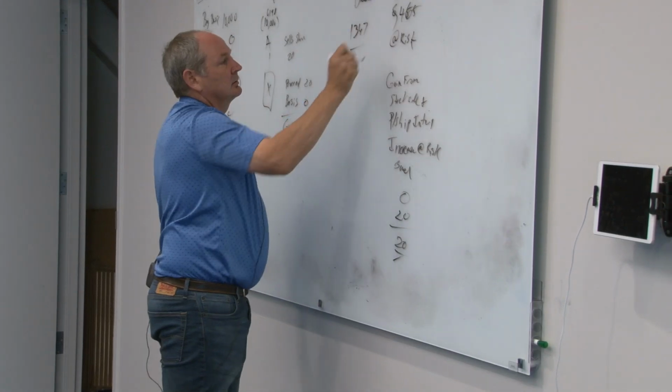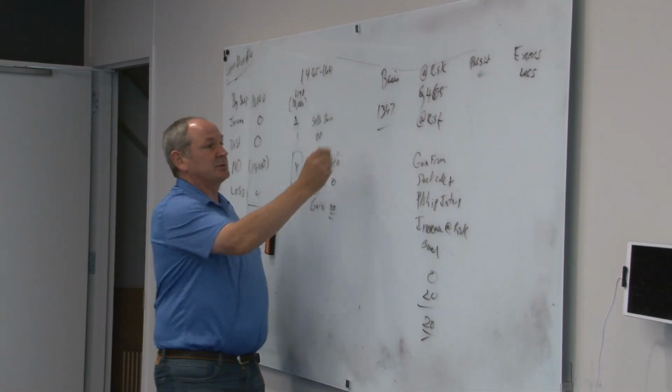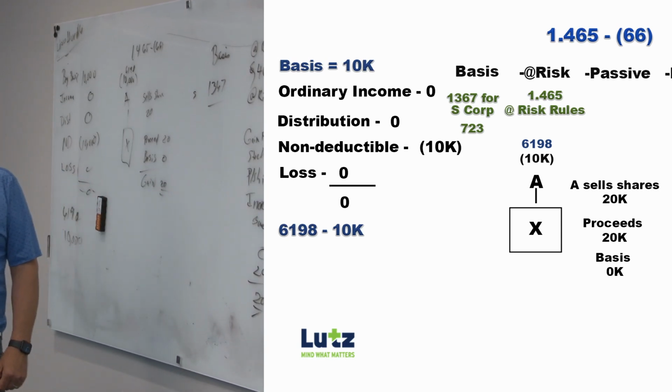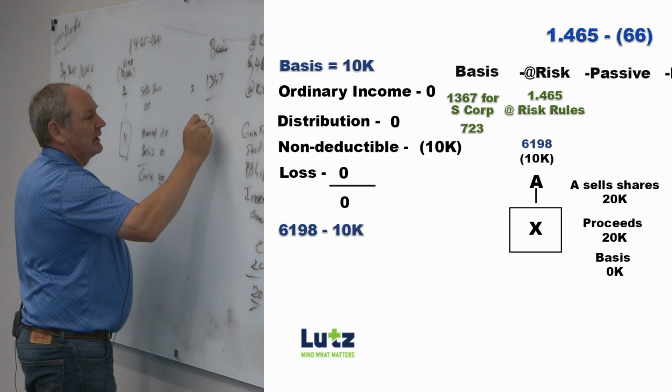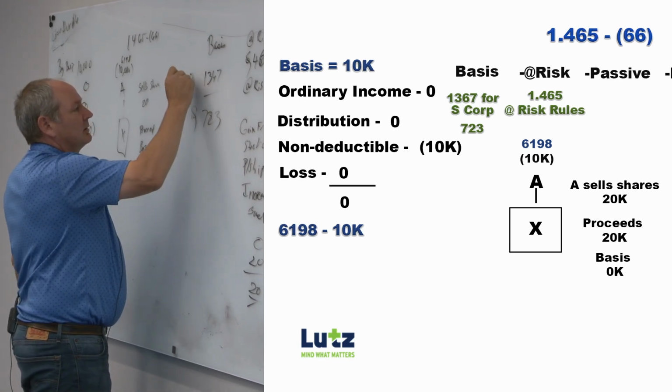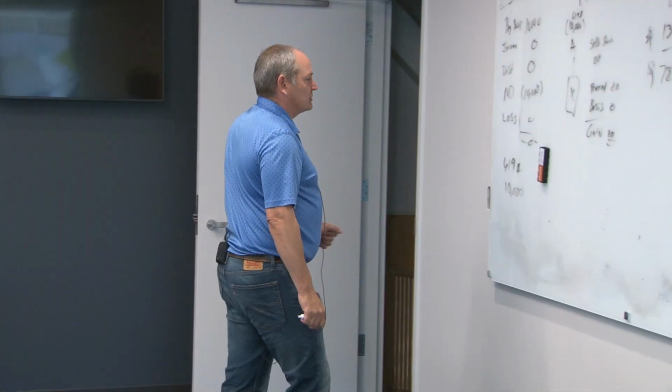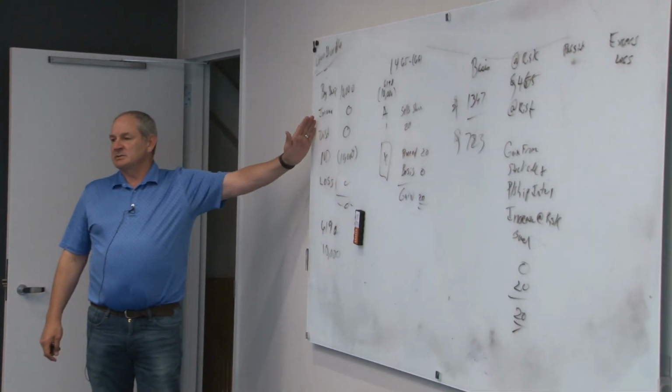So now, 1367 is right here for S corps. And for partnership, 723? I think it's 723. I don't know, I'm struggling. That feels right, but I give that a coin flip. So what 1367 says in an S corp context, and what 723 says in a partnership context, is when you have an item of income or an item of loss or an item of distribution or item of non-deductible, it affects your basis.